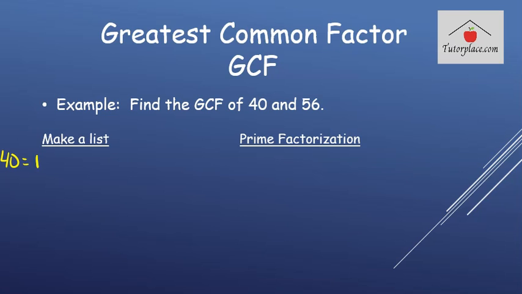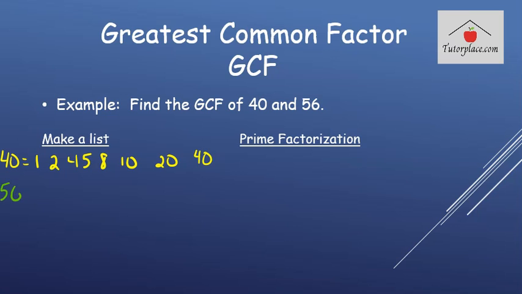40. 1, I'm going to write it way over here, 40. 2 times 20. 3 doesn't go into it. 4 will go into it. 4 times 10. 5 does. Yes, 5 does. 5 goes into it 8 times. And 6 and 7 don't go into 40. So those are all the factors of 40.